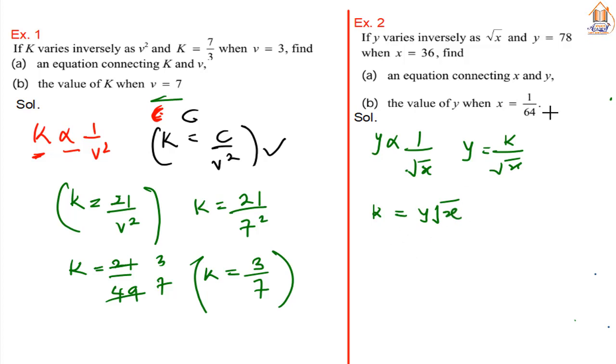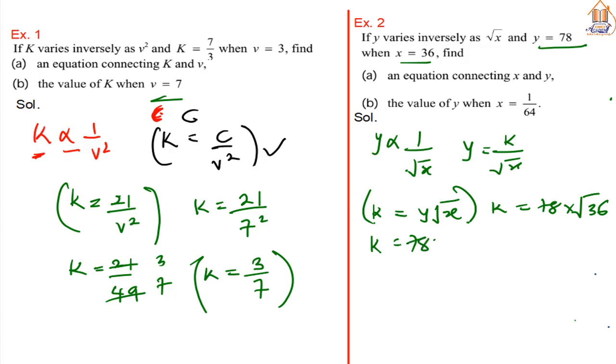Now, from the question, it says that when y is equal to 78, x is equal to 36. We are going to plug it into this equation, and when we do that, we have k will now be equal to 78 times the square root of 36. Now, the square root of 36 will give us 6. Therefore, we have k is equal to 78 times 6. 78 times 6 will give you 468. So we have k equal to 468.